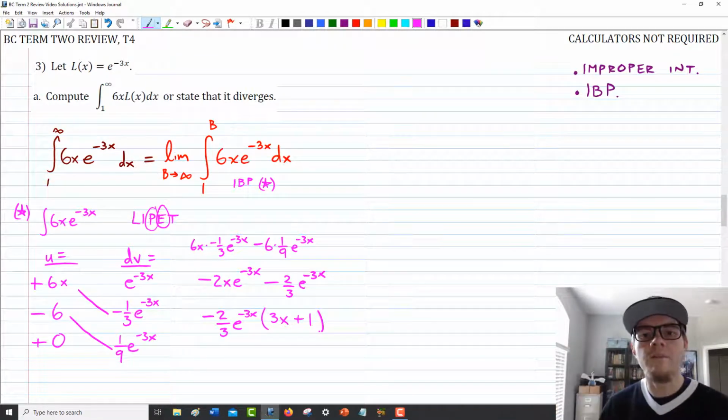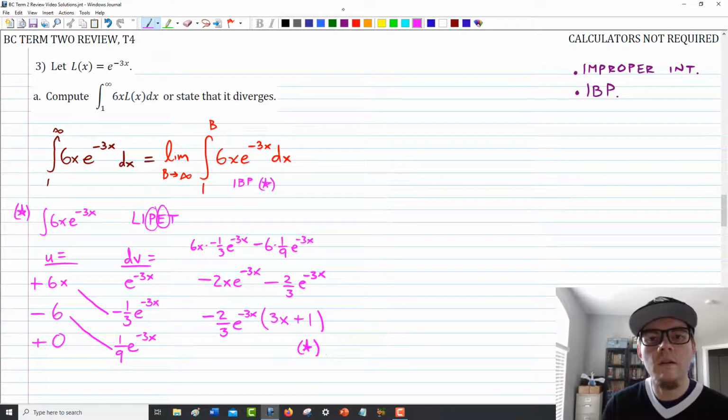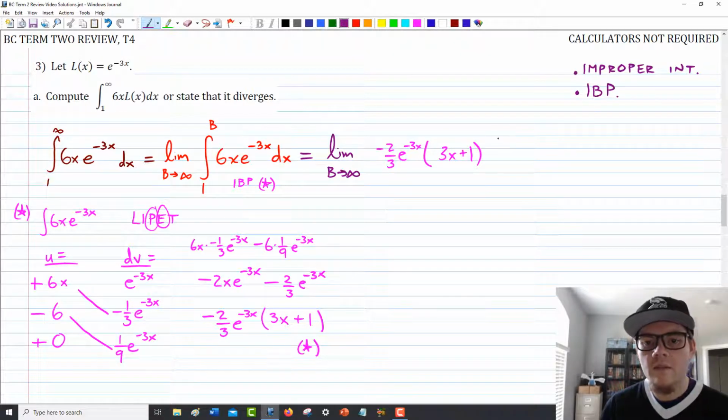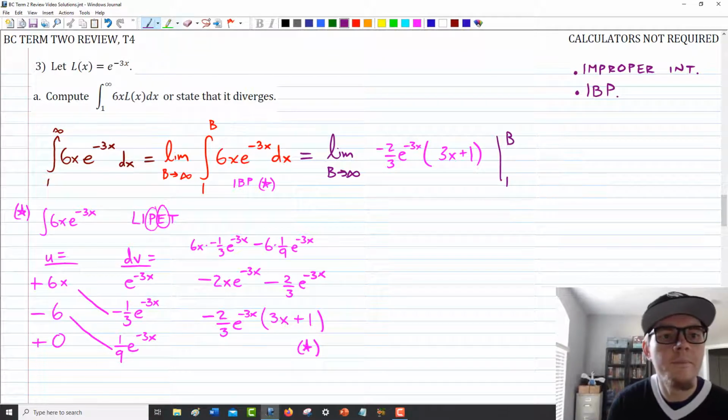Yes, there it is. Okay, so we have completed our little soliloquy. We're ready to bring this all back together. So this expression is going to be equal to the limit as b approaches infinity of our antiderivative, which we just established as negative 2/3 e to the negative 3x times 3x plus 1, except we're going to evaluate this from 1 to b, knowing, of course, that b is infinity.